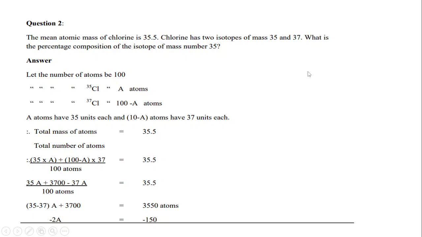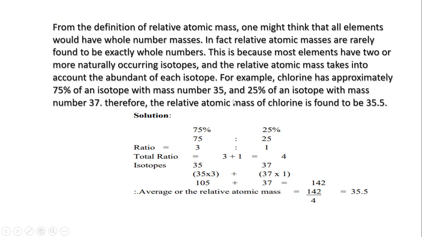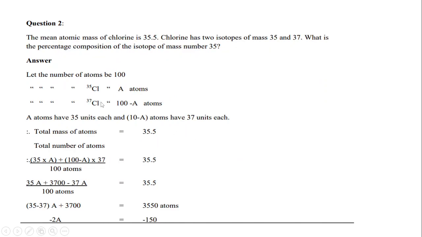So based on the knowledge we've acquired, we can deduce that looking at this, the percentage composition of the isotopes gives us a sum of 100, which is 75 plus 25 gives us 100. So now we can say, let the number of atoms be 100.